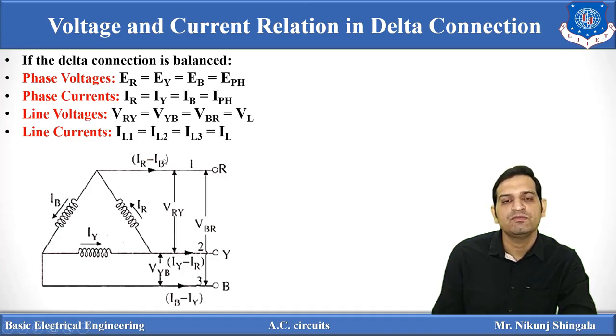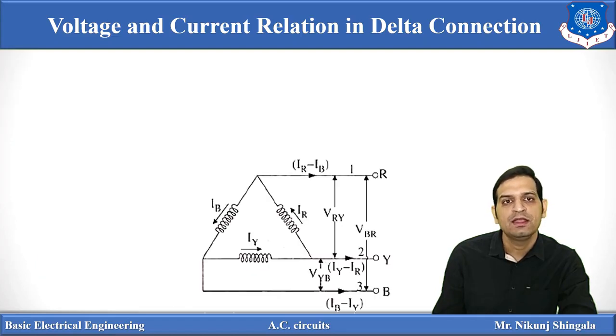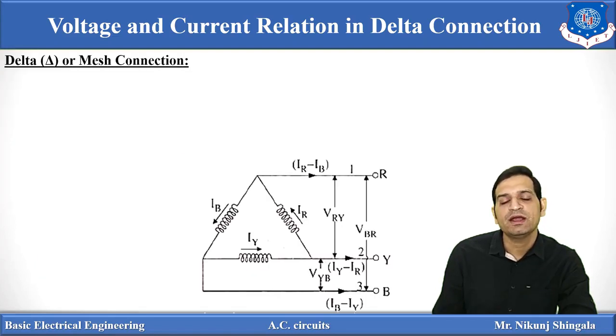As the system is balanced, all these quantities will be equal: all the phase voltages will be equal, all the phase currents will be equal. Same is true for line voltages and line currents. Now, for delta connection, first let us derive the phase voltage and line voltage relationship.